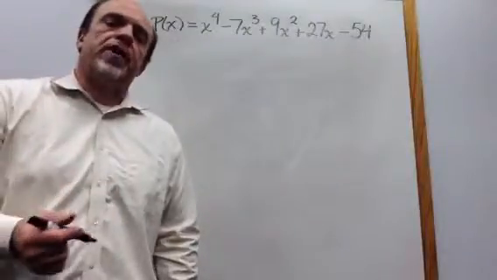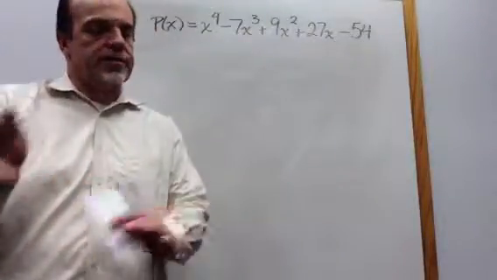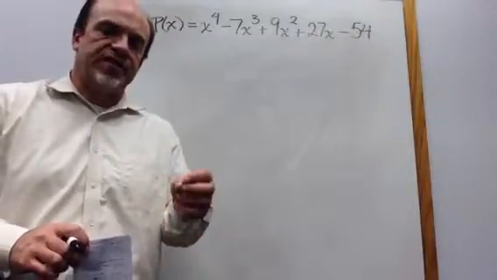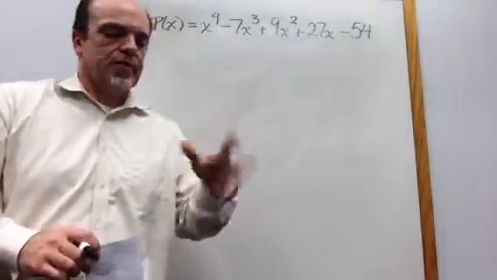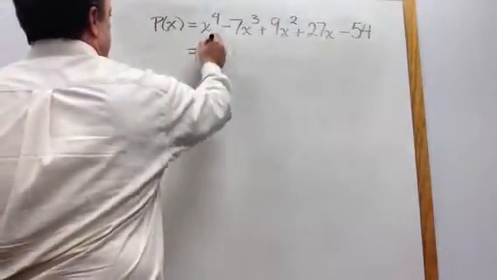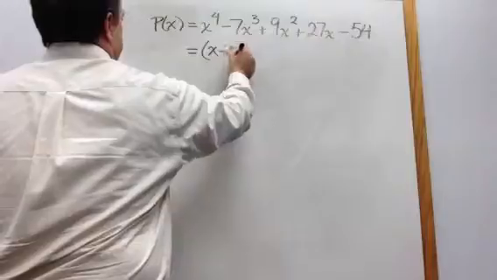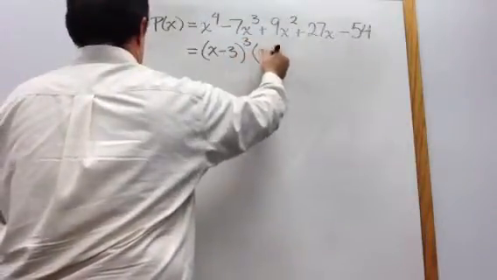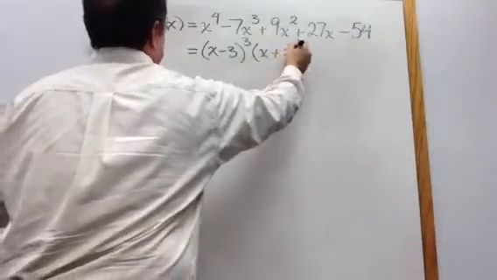This is a fourth degree polynomial that you've seen before. We talked about it a few videos back. I want to look at zeros of multiplicity with this one and see if we can get a rough sketch of what it's going to look like. This one actually factors into (x - 3)^3 times (x + 2).